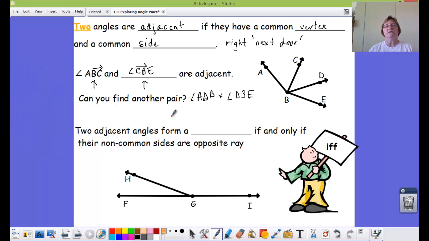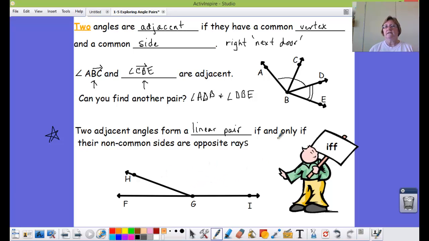Okay, I hope that you also located angle ABD here is adjacent to angle DBE here, right next door to each other. Two adjacent angles form, and folks, this is an important idea here, I'm going to put a star by this, a linear pair, it's called, if and only if their non-common sides are opposite rays. Remember, if they're adjacent, they share a common side. This says their non-common sides have to be opposite rays. And if you look at that, GF is the opposite ray to GI. These guys form a linear pair.